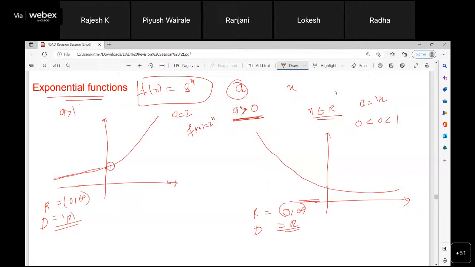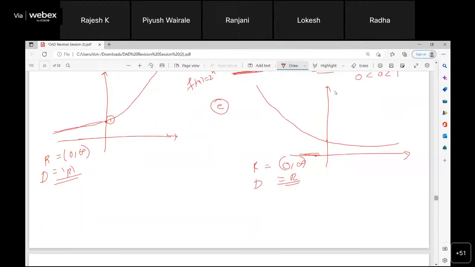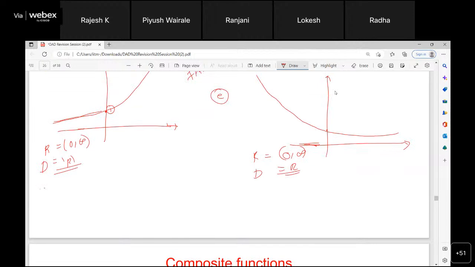That is the case in the exponential function. But the moment I replace a with e, then we call it the natural exponential function. When I replace a by e, that is f of x equals e to the power x, that is the natural exponential function. Now, can you tell me the graph of this? It'll be only the graph on the left because e is greater than 1.